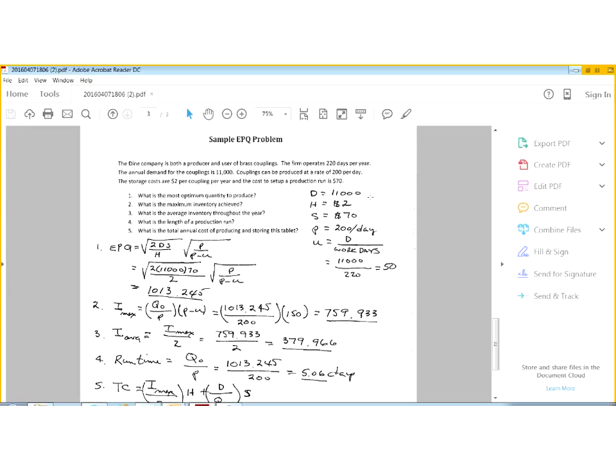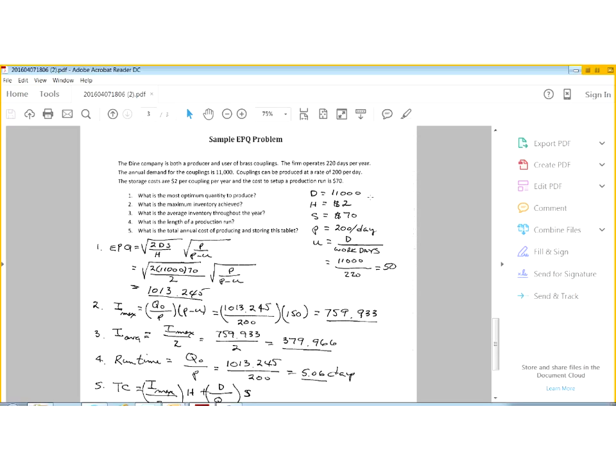So setup cost is the cost it takes to just get the equipment ready to manufacture whatever it is that it manufactures. If you think of an oven, before you bake something in an oven, you bake cakes or you bake cookies, you have to preheat the oven to the desired temperature.